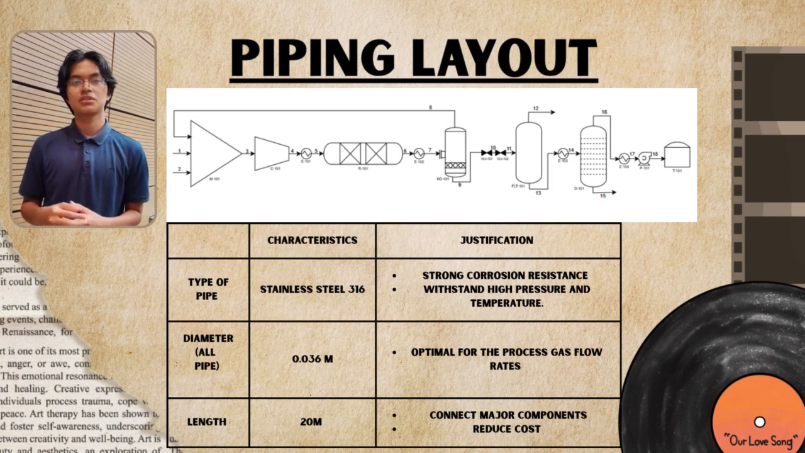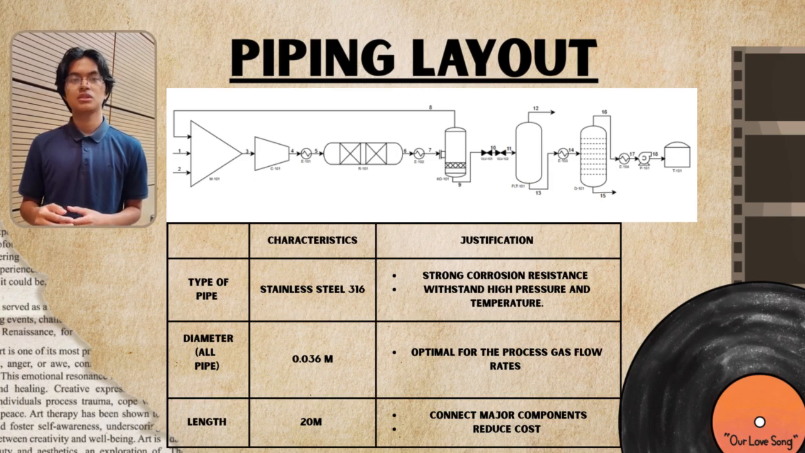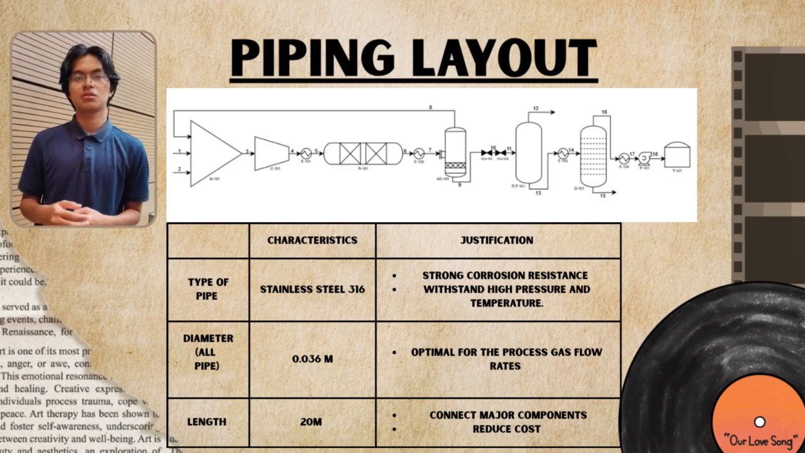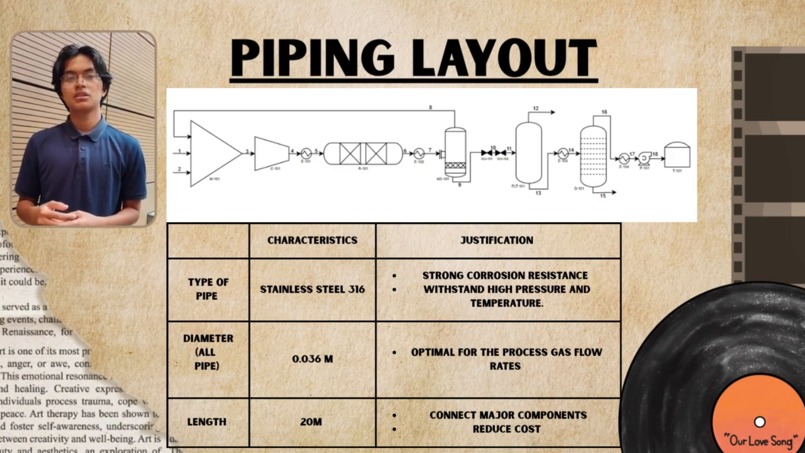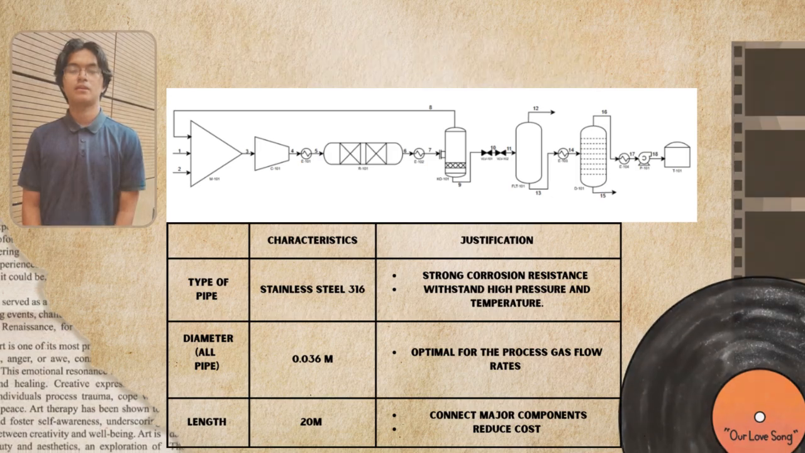And also, we use a 100 meter pipeline to connect to the storage tank. So we use this 20 meter and 100 meter pipe because it's enough to keep the pressure drop and cost manageable. This carefully selected layout ensures a safe, efficient and cost-effective transfer for our methanol.